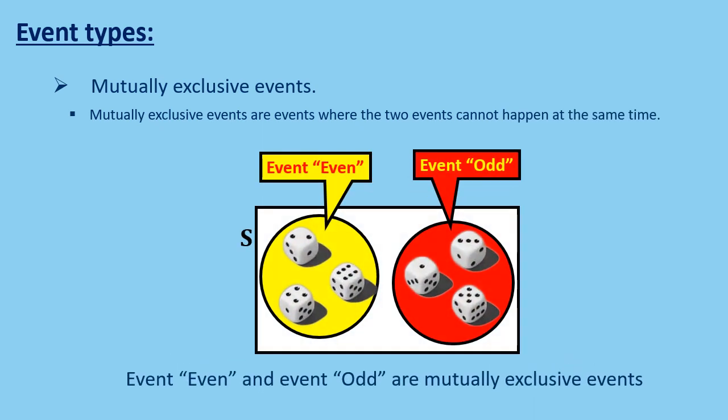Mutually exclusive events are events where the two events cannot happen at the same time. An example: when rolling a dice, the events getting an odd number and getting an even number are mutually exclusive because you can't get both an even number and an odd number at the same time.